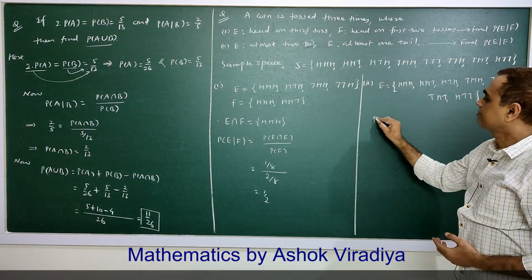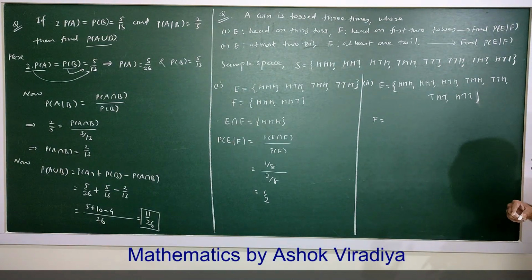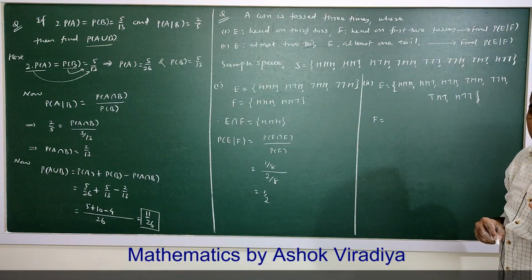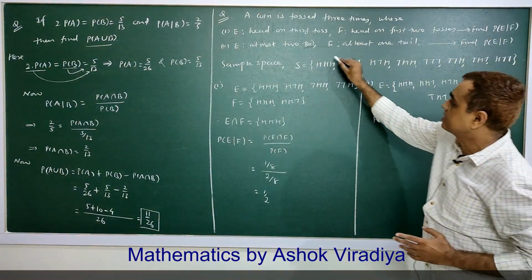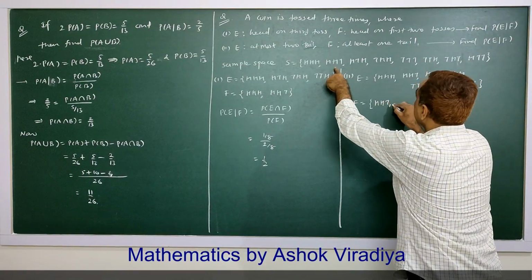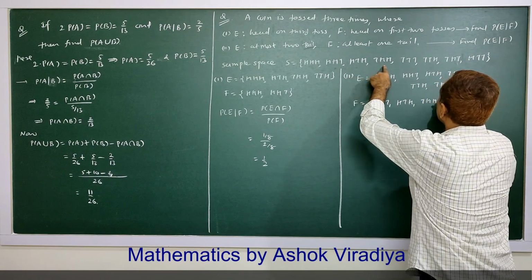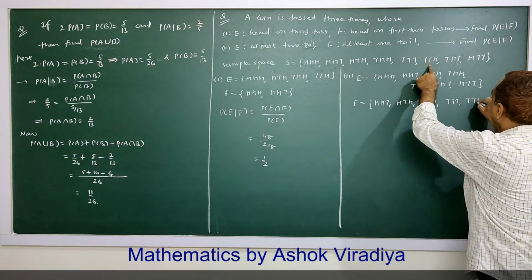Now F, at least one tail. At least one tail means one or more than one tail. So 1 tail, 2 tail, 3 tail. Means 0 tail is not allowed. So except this. Here 1 tail, HHT, HTH, THH, 3 tail allowed, 2 tail allowed.